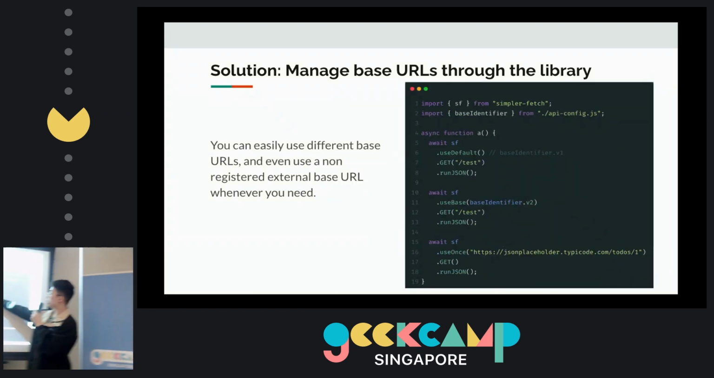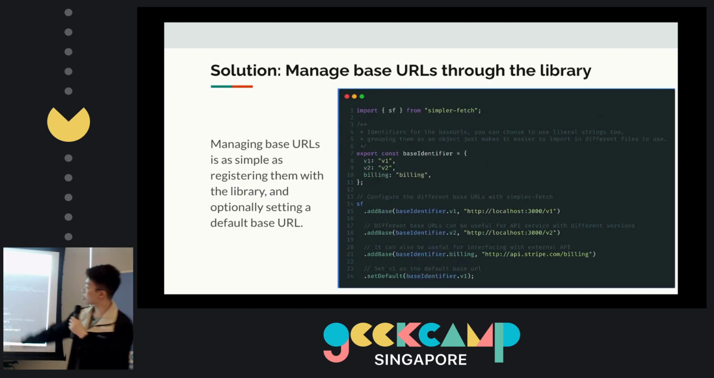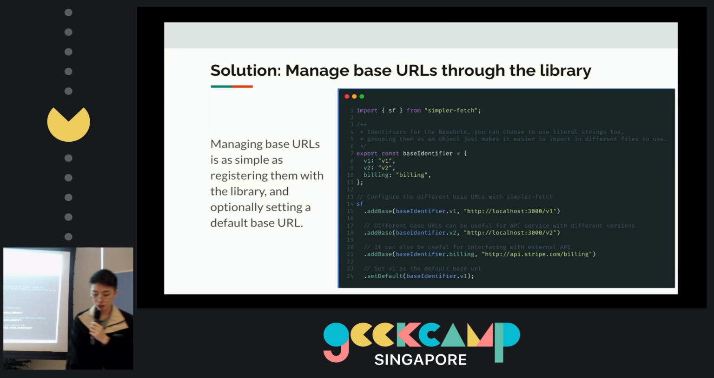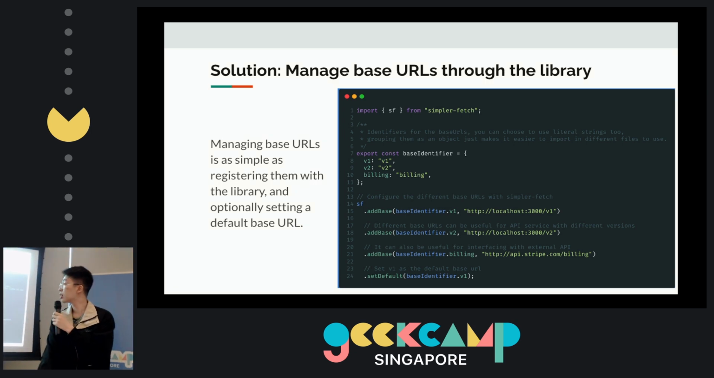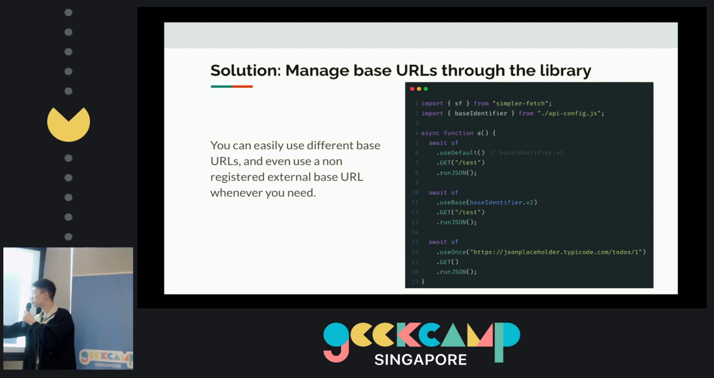If you don't want to do that, let's say you want to use another base URL, you can say use base, and you can use the version 2 base URL. So version 2 here, and then you can use this base here. So this allows you to use different base URLs easily. And if you really don't want to use a base URL, you want to use a full URL, you can also do it like this.